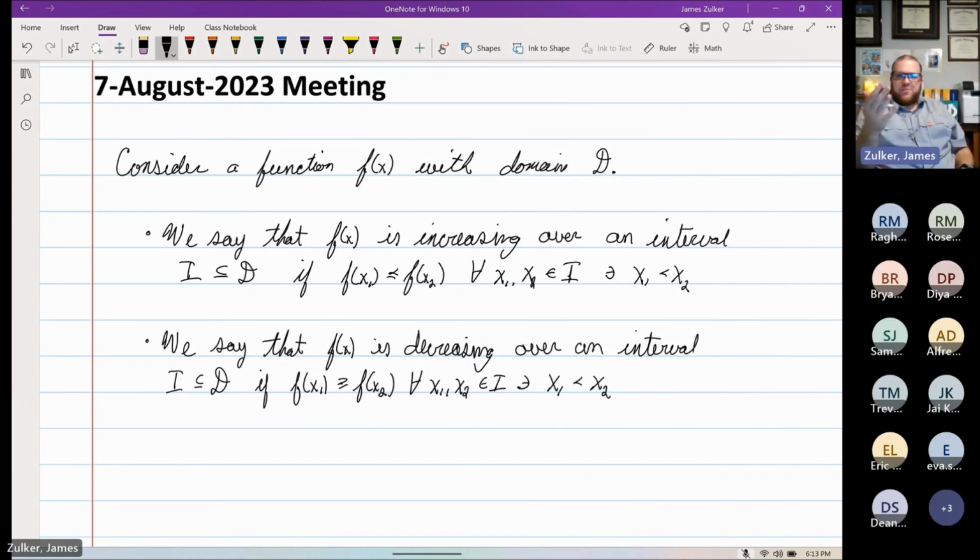All right, monotonic decreasing or just decreasing. Same thing, except as you go from left to right in the interval, your function values are getting smaller, again with the possibility of some periods of constant.